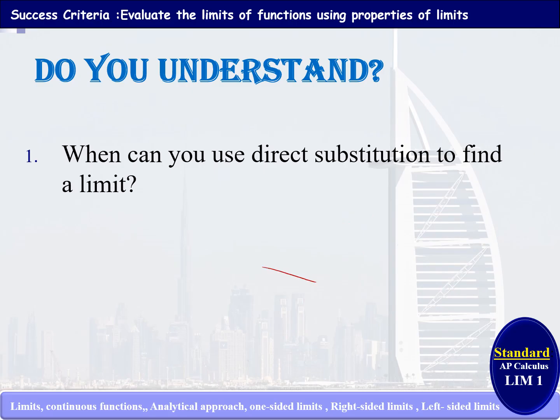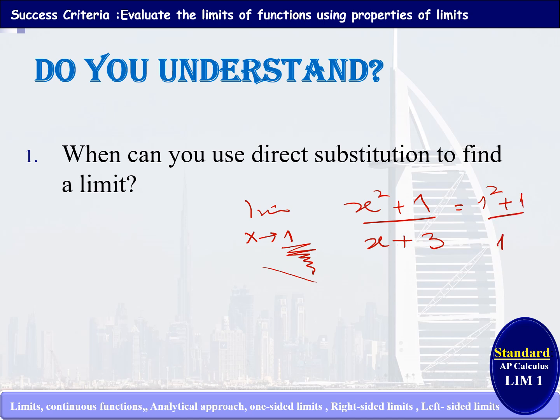Remember, whenever you have a question like the limit as x approaches 1 of (x squared plus 1) divided by (x plus 3), you cannot factor it, so you have to apply the limit. You will write 1 squared plus 1 divided by 1 plus 3, so you get 2 over 4, that means 1 over 2. Now you get an answer, and if you get a particular answer, that is your answer and you need to do no further work.